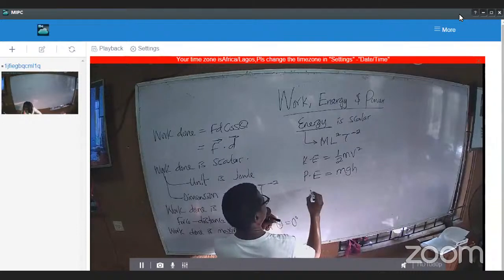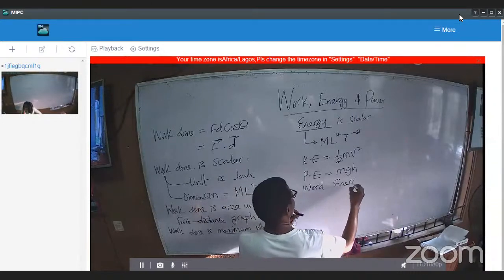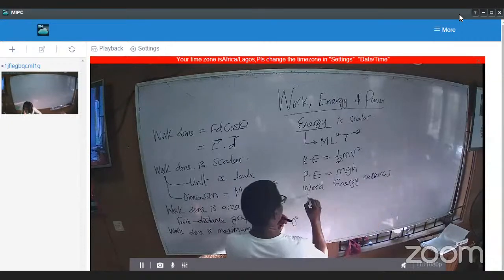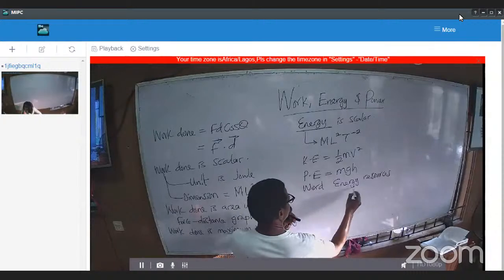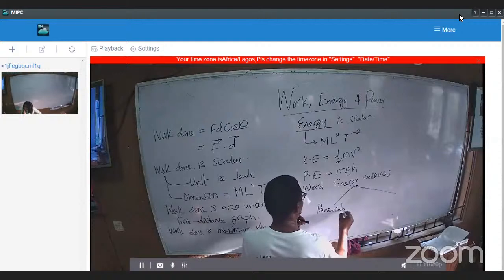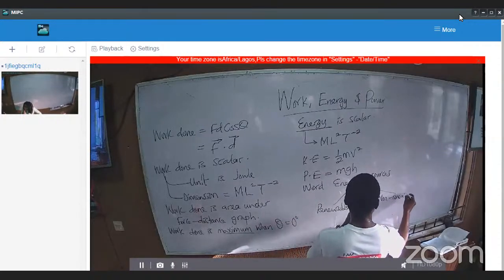Renewable energy, world energy resources. We have two of them: the renewable and the non-renewable. This is very important, synoptic form. Renewable and non-renewable.